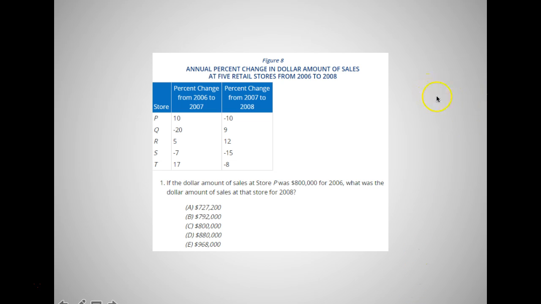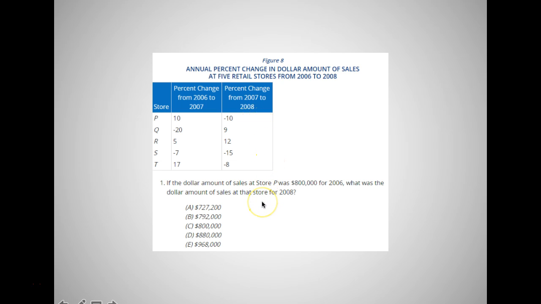Coming to the first question, the annual % change in dollar amount of sales at 5 retail stores from 2006 to 2008 is as follows. So we can see there are 5 retail stores P, Q, R, S, T and they have given the percentage change from 2006 to 2007 and 2007 to 2008.